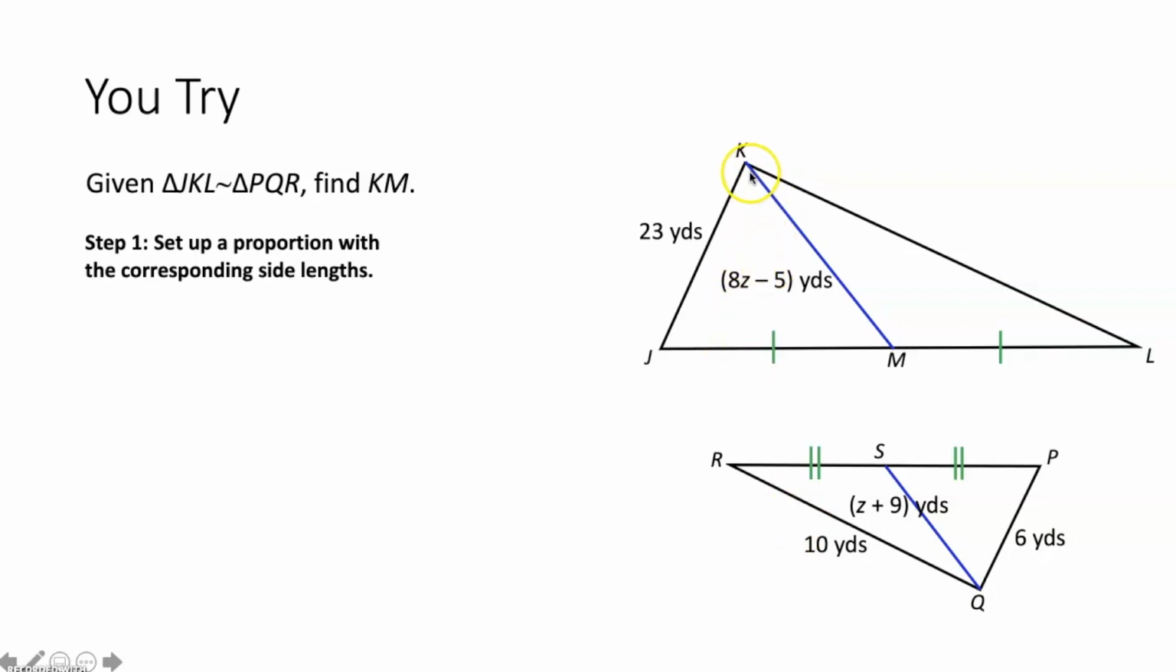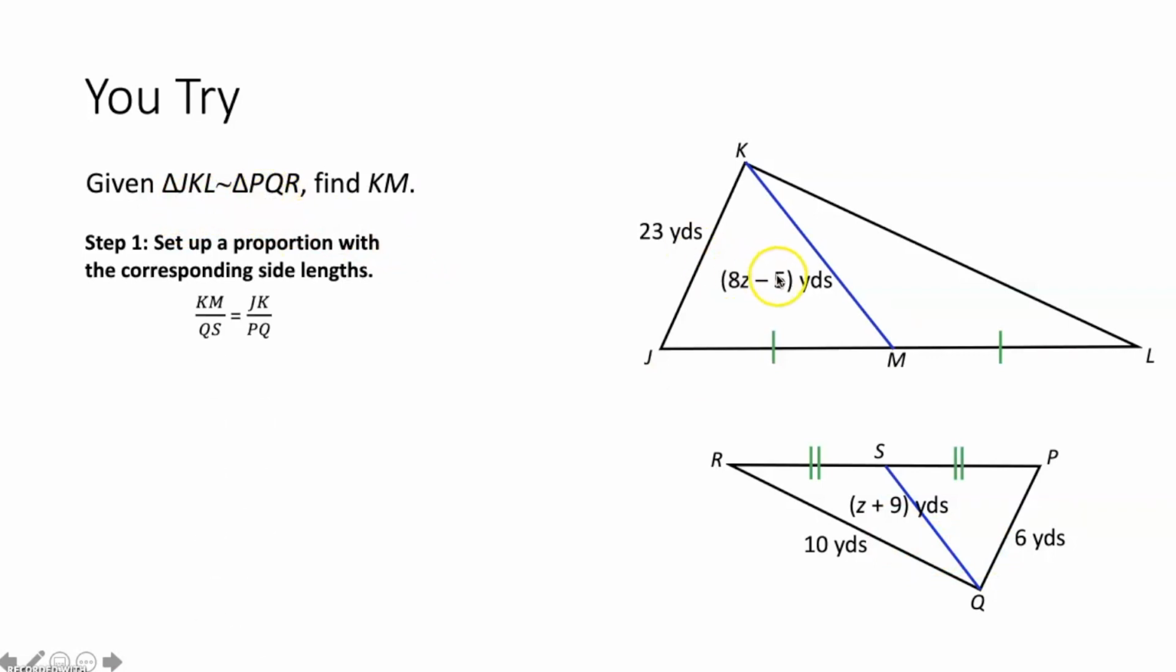Well, we're going to go the measure of segment KM, the median up here, over the measure of segment QS, the median down here, is equal to the measure of segment JK up here over, which segment does segment JK correspond to? Well, if you're not sure, you can always check your similarity statement. The measure of segment JK corresponds to the measure of segment PQ.